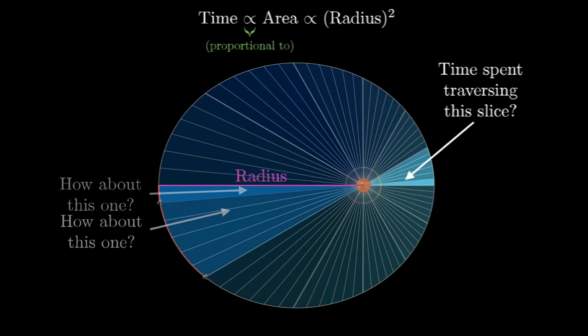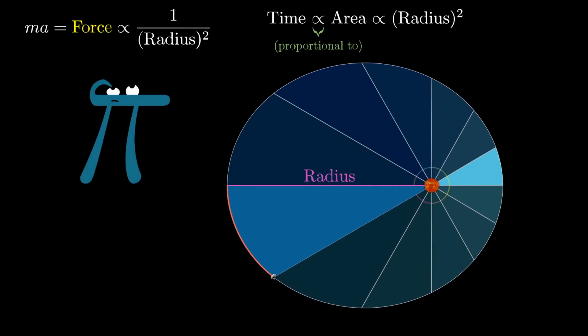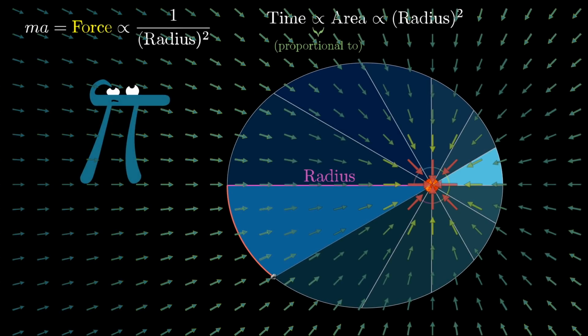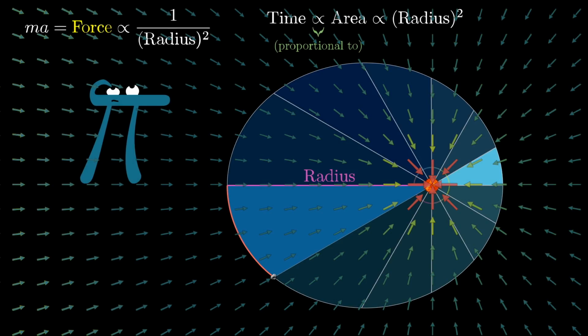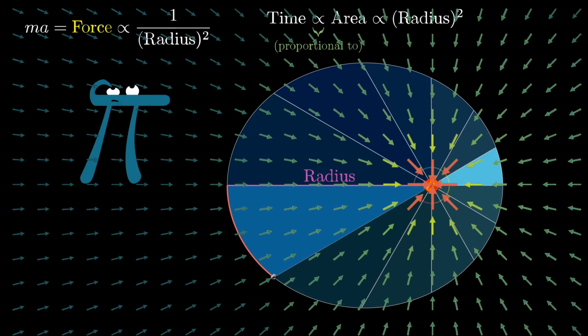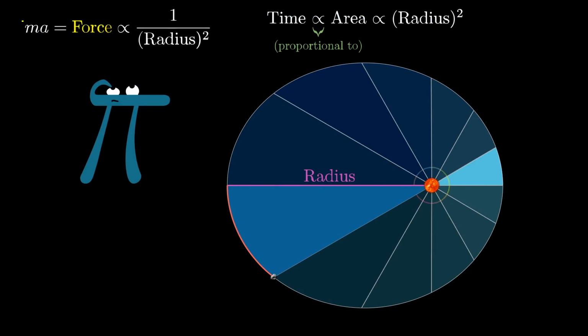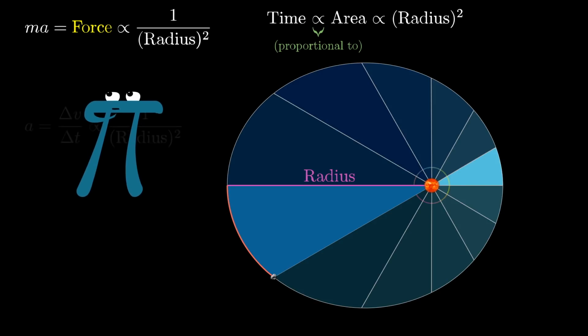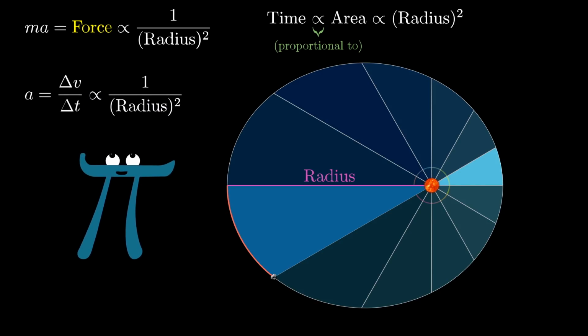Alright, now think about how the inverse square law comes into play. At any given point, the force that the sun imparts on the object is proportional to 1 divided by the radius squared. But what does that really mean? Force is the mass of an object times its acceleration, the amount that its velocity changes per unit time. This is enough to give us a super useful bit of information about how the velocity of the orbiting object changes as it goes from the start of one slice to the start of the next.